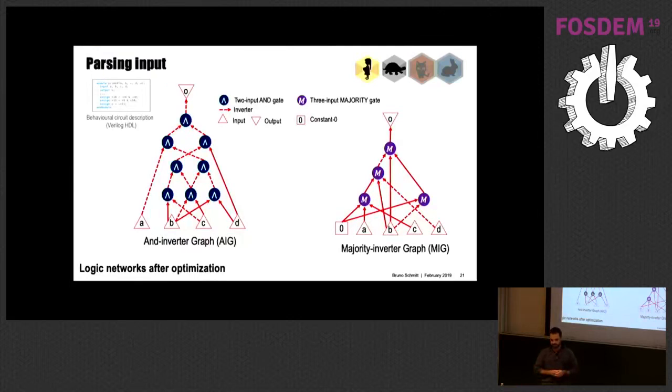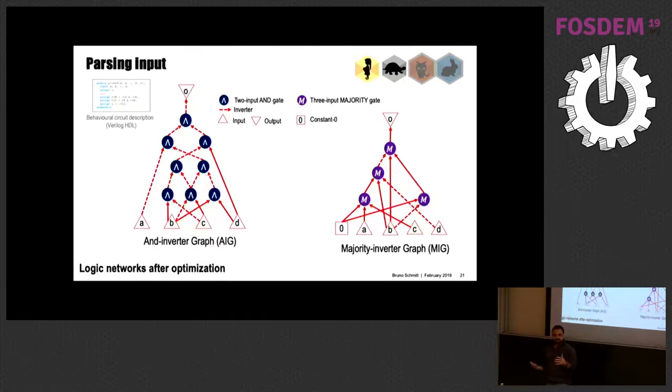So now we will use the Verilog parser, and by parsing the input, we can get these network representations. On your left, you have an AND-inverter graph. You have the inputs on the bottom as the triangles, one output at the top, and a bunch of nodes in between that are 2-input AND gates, and edges that connect those gates. When you have a dashed edge, it means there is an inverter.